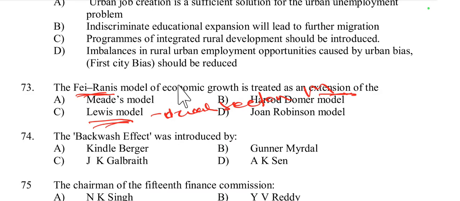Fei-Ranis model extends the Lewis model by incorporating aspects of economic development such as investment and consumption dynamics, and it examines the interaction between the traditional and modern sector more deeply. So it is the extension of the Lewis model. The Lewis model is the dual sector model, and the Fei-Ranis model is the extension of the Lewis model. So option C is right here.